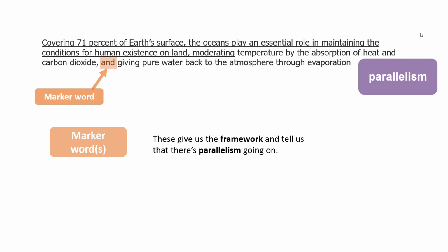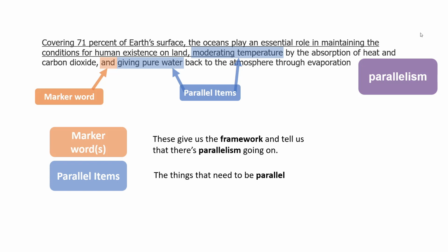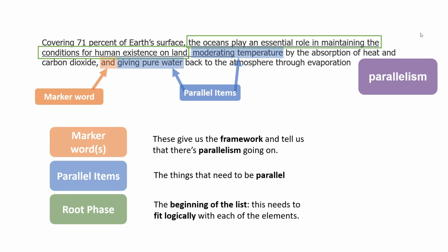Second, we looked for the things which are parallel. I'm going to call these the parallel items. And these are the words or phrases that need to be balanced, that need to be the same kind of thing in the sentence. And finally, I'm going to talk about the root phrase. This is kind of the beginning of the list, and it needs to fit logically with each of the elements.